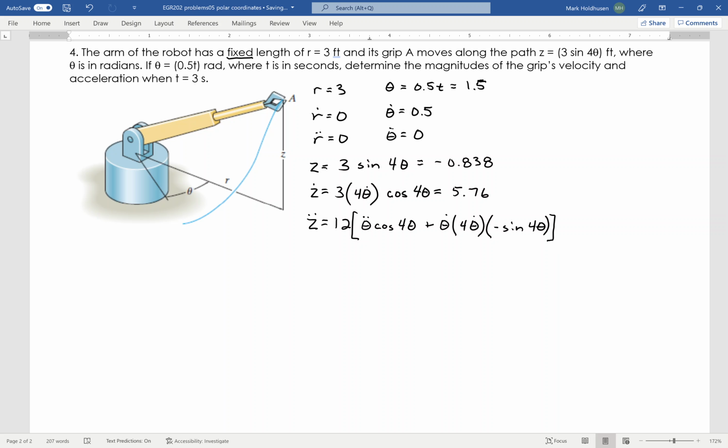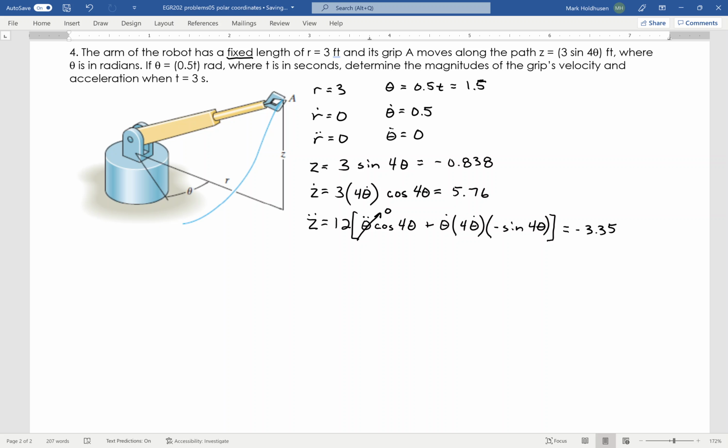However, I know theta, theta dot, theta double dot, right? So this guy, this is going to 0, right? So it's really just 12 times 4 theta dot squared times the negative sine of 4 theta. Again, knowing theta, theta dot. Won't this be a negative? This will be a negative value because I've got that negative there. That'll be negative 3.35. And that's z double dot.